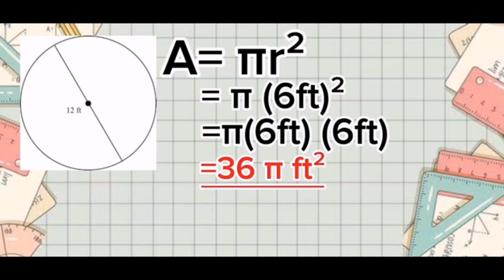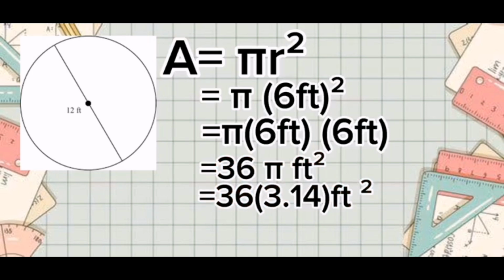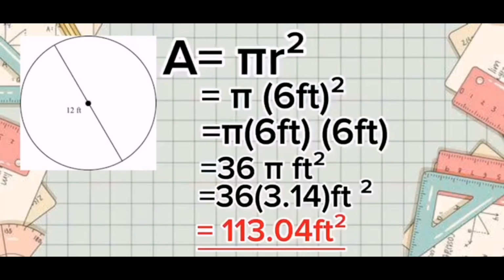Another option, we can use an approximate rounded version of pi. So we are going to use 3.14. 36 times 3.14 equals 113.04 squared feet. So that is the other way to write the area of the circle shown: 113.04 squared feet. I hope that helped.